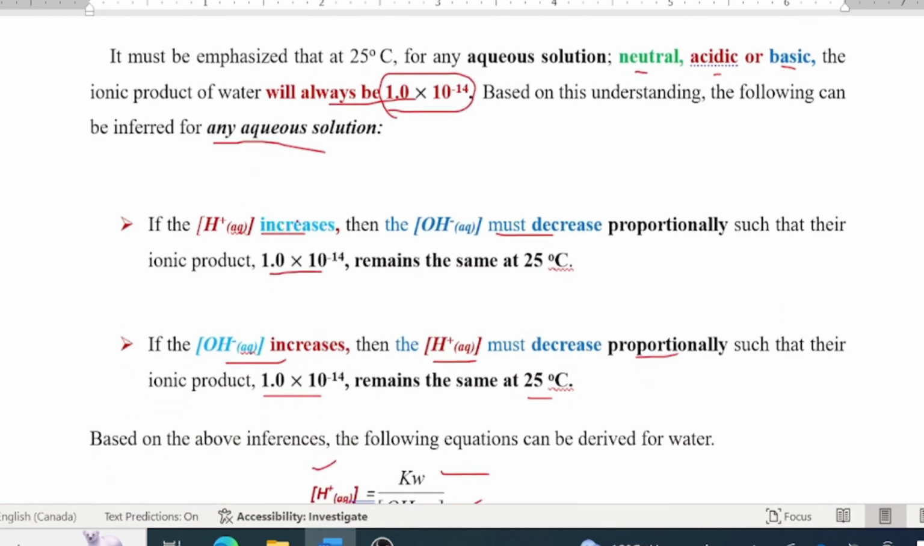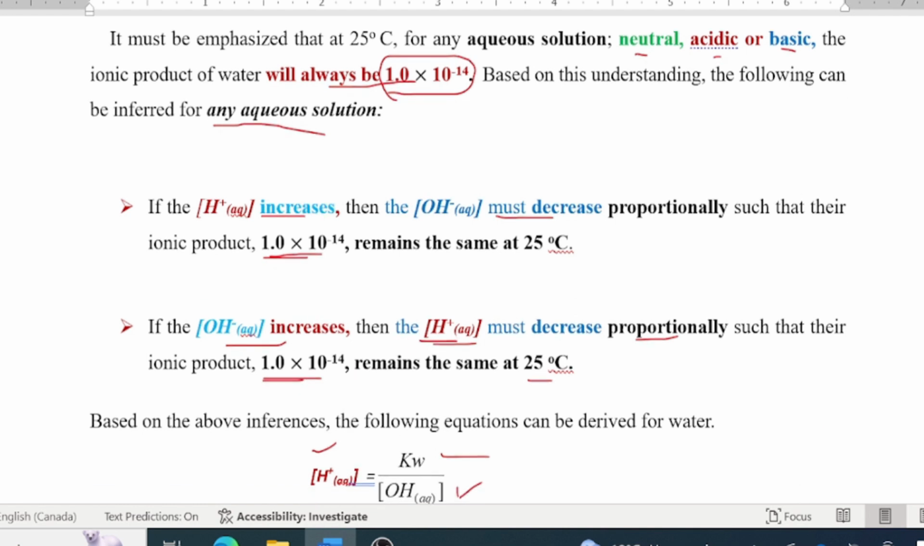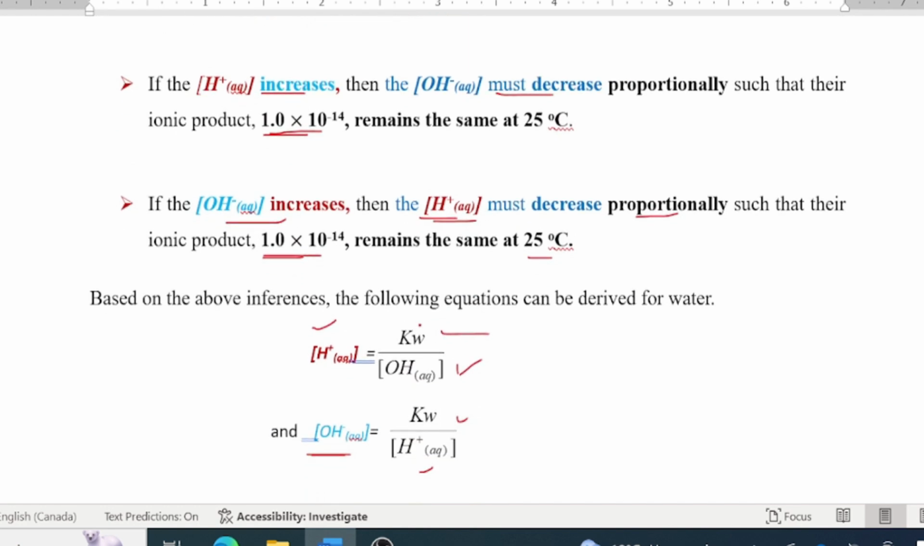Anything that increases the H plus decreases proportionately such that the product stays the same. Anything that increases this decreases that so that this stays the same. Knowing one, you can know the other. If you know OH, you can find H. If you know H, you can find OH by doing that.